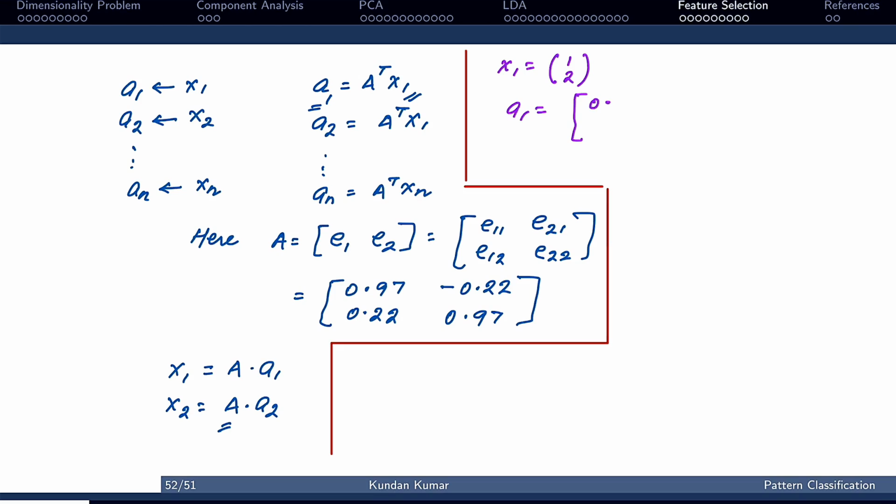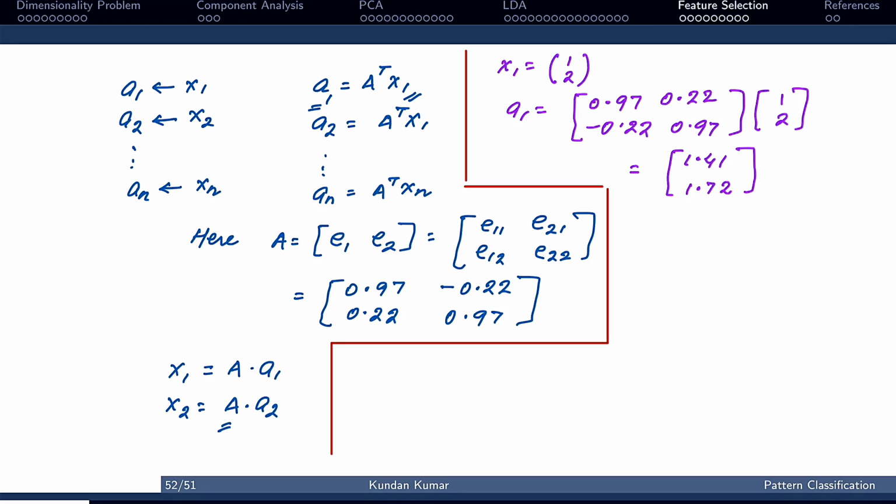So, 0.97, 0.22 minus 0.22, 0.97, and then we have to multiply [1, 2] equal to 1.41, 1.72. So, this is our transformed feature vector corresponding to this, and this is in the transformed domain. Okay.